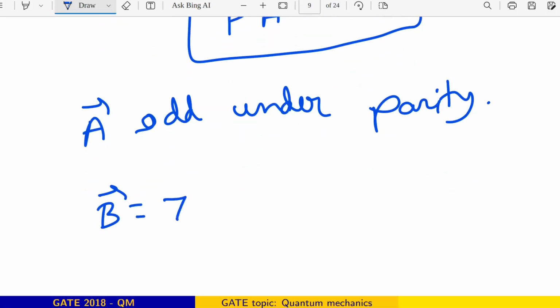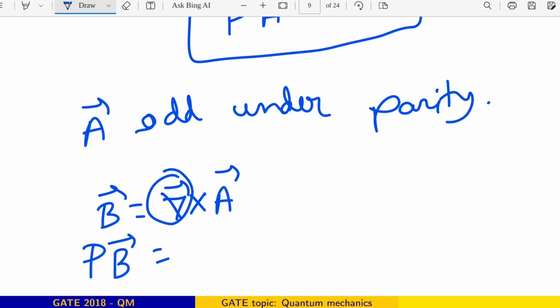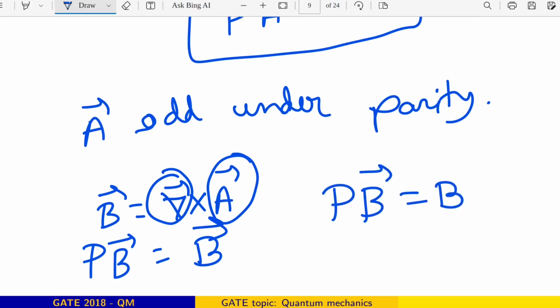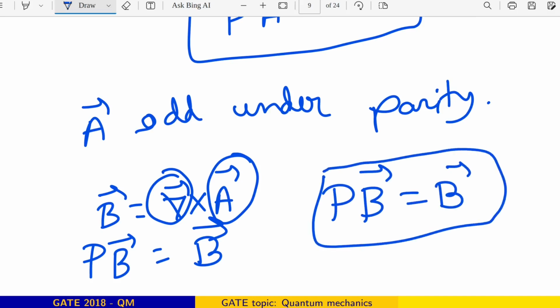Okay, now coming to B. You know that the curl of A is B, right? So curl is nothing but del cross. Here also you can see, if I apply parity on B, then what will happen? From this it is minus, from this also it is coming as minus. So as a whole it will come as plus. That means parity of B will be plus B. So what is the meaning of this? It is even under parity.